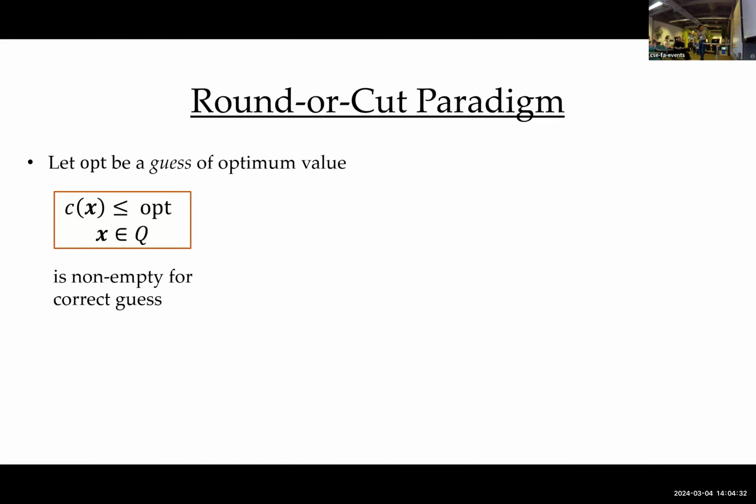It uses the fact that the ellipsoid algorithm is at its heart. So I want to solve this problem. Let's begin by saying I want to check if opt is at most a guess of the value, and I want to see if this polytope here is empty or not. If it is non-empty, I'll have a good approximation. And it begins as follows.